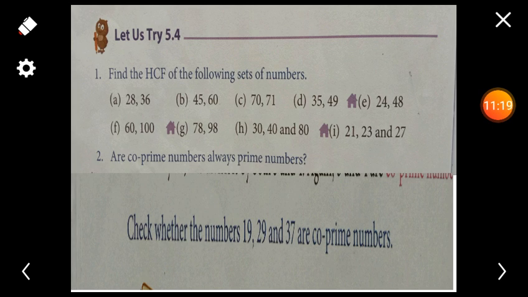And here, check whether the numbers 19, 29, 37 are co-prime numbers. You know that 19 is a prime number, 29 is also a prime number and 37 is also a prime number. Therefore, we know that all prime numbers are co-prime numbers. Therefore, here the numbers are co-prime numbers.